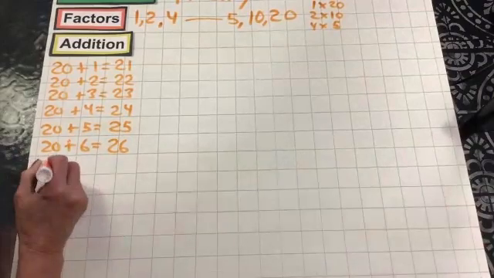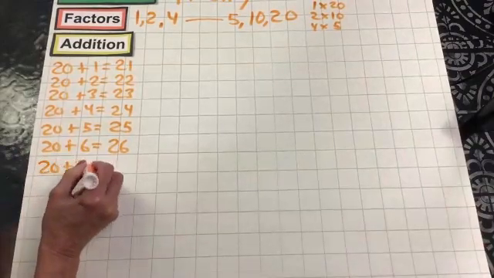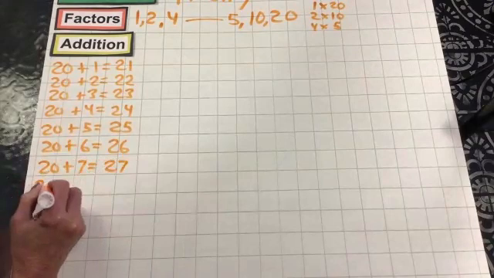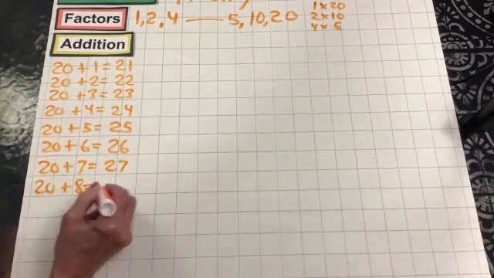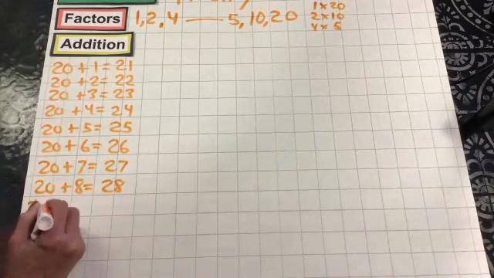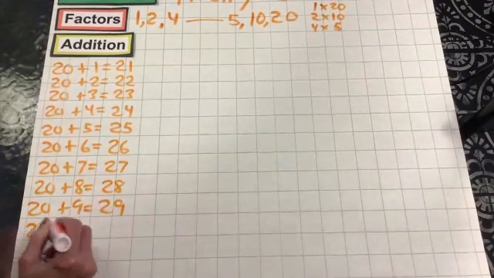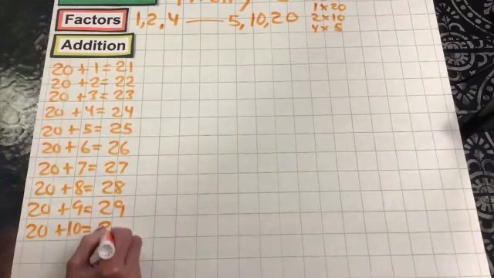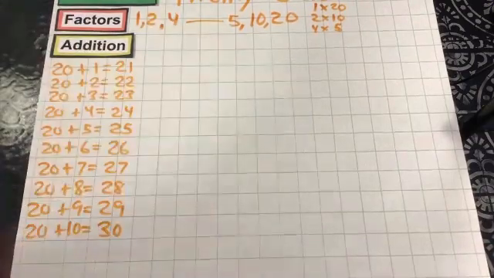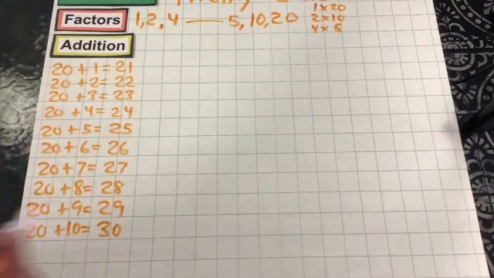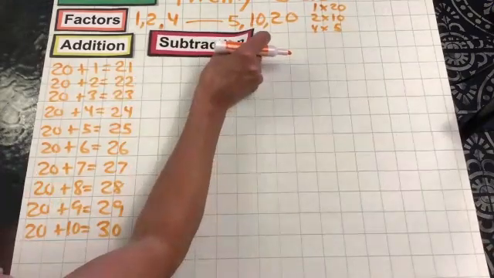It's so easy. 20 plus 7 equals 27. 20 plus 8 equals 28. 20 plus 9 equals 29. And 20 plus 10 equals 30. Boom. Let's go on to our subtraction, making this quick and easy.